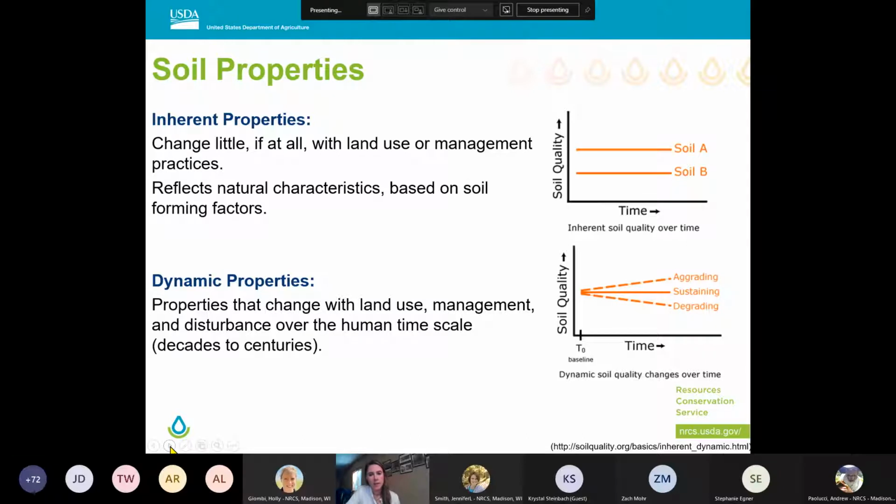So this is reflected in land capability classifications. If you look at that figure on the top right, you have soil quality on the left, or the y-axis, and then time on the x. You see that given two different soil types, the properties change very little over time, so basically on a human time scale. And then if you look at dynamic properties, these are properties that change with land use, management, disturbance at the human time scale. So we can see these on a decadal scale, within our lifetime. So you can see you can aggrade or degrade soil quality, and soil quality is basically a combination of inherent and dynamic properties.